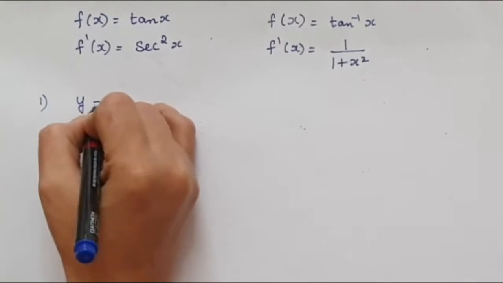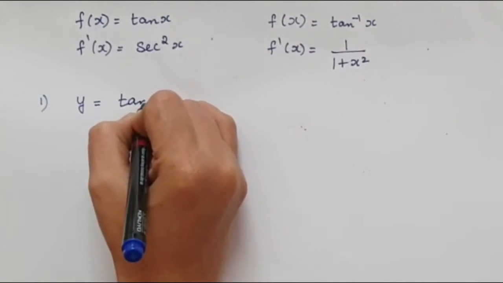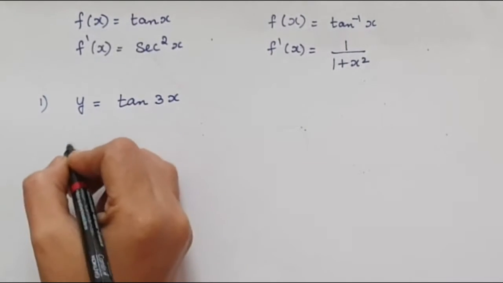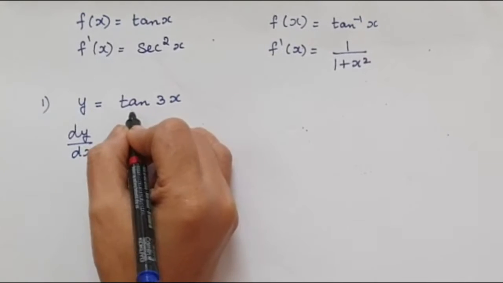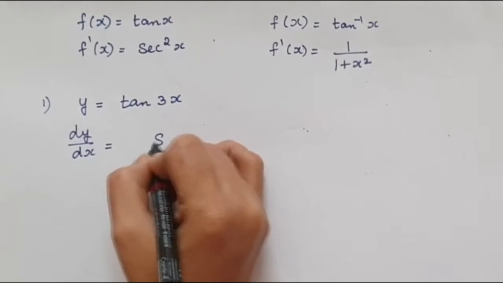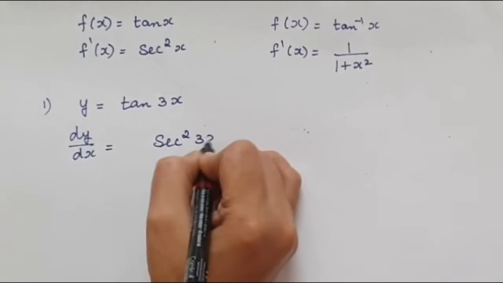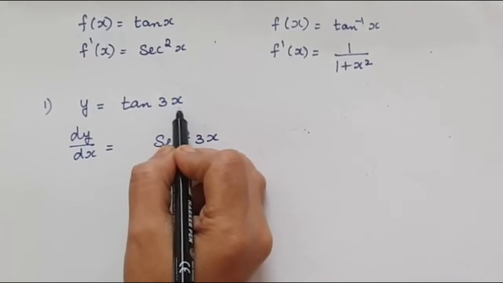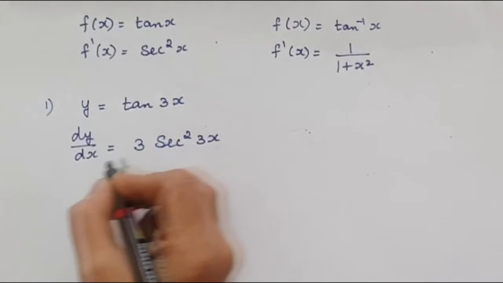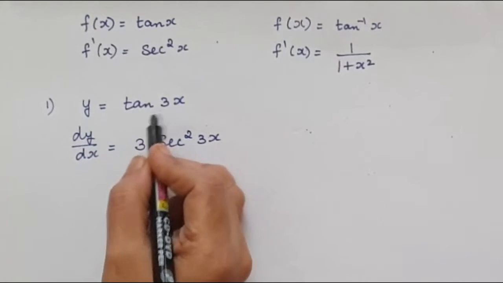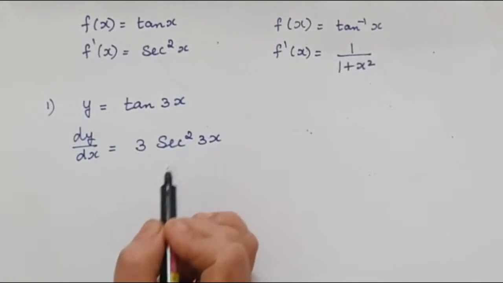Suppose if y equal to tan 3x, then dy over dx will be equal to, tan x differentiation is secant squared x. So secant squared 3x, and then this 3x we differentiate, so we get a 3. So we write that in front. So differentiation of tan 3x is 3 secant squared 3x.